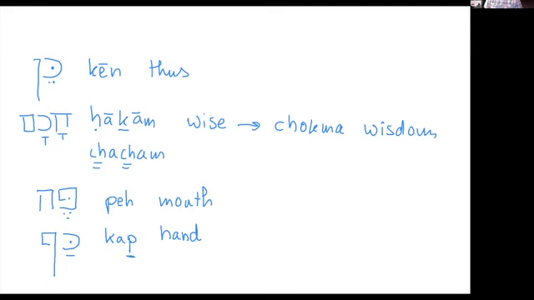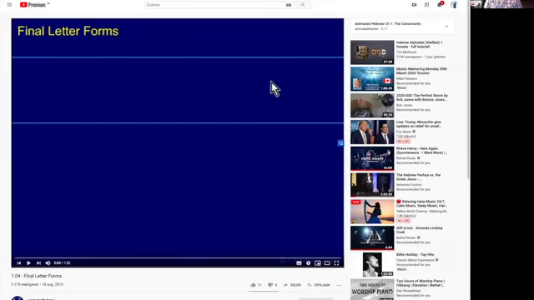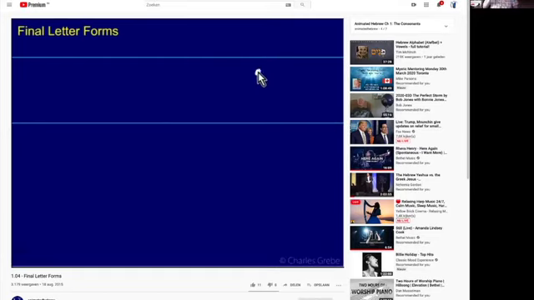It's taking almost more time than I thought. Final letter forms. This is paragraph 1.5. Final letter forms. Hebrew has 5 consonants that have a different form at the end of a word. The first one is kaf. In the middle of a word or at the beginning, kaf looks like that. At the end of a word, it takes this form.